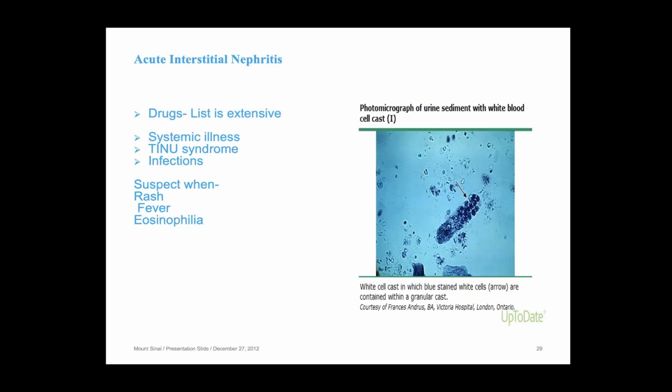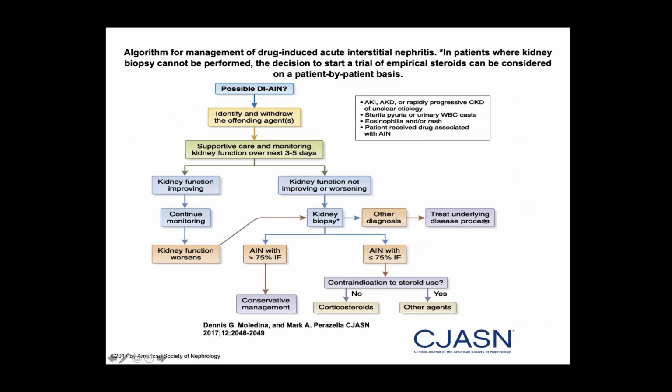You should suspect AIN when there is rash, when there's fever, when there's eosinophilia, and peripheral eosinophilia on your smear. And again, your urine will have this typical white blood cell cast. So how do you manage drug-induced AIN? If you're suspecting AIN, first thing to do is identify and withdraw the offending agent. See when the creatinine is starting to creep up, what was introduced around a day or two prior to that, and remove the offending agent, and then give supportive care and monitor the kidney function over the next 3 to 5 days. If the patient's kidney function is improving, fantastic, just continue to monitor.